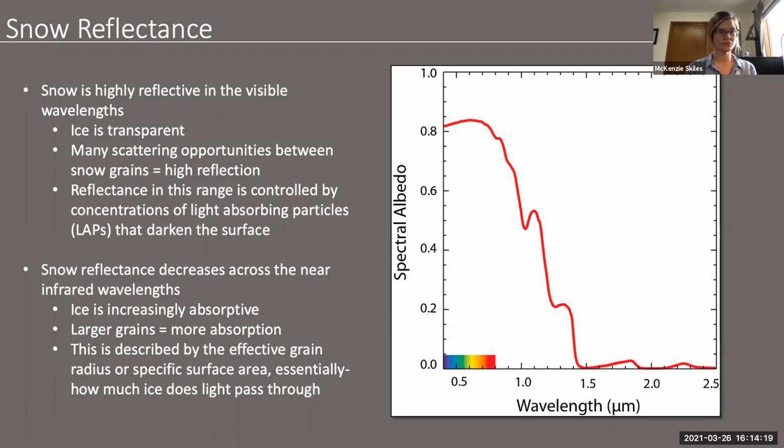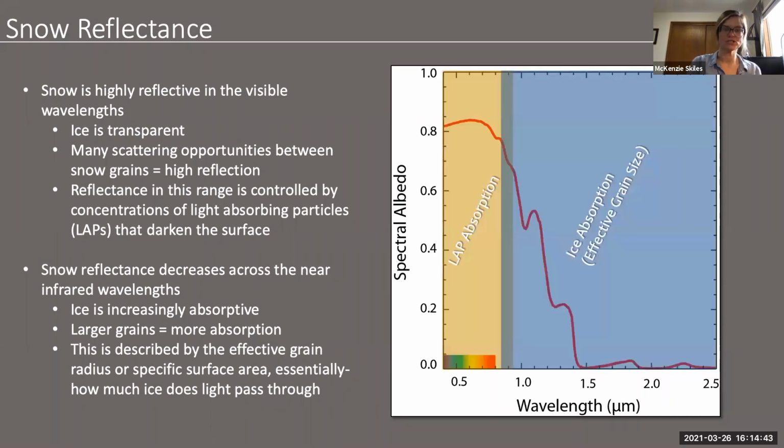We use a couple of different terms to describe this. One is the effective grain radius, which describes snow as spheres of a certain size. The other is the specific surface area, which describes how much of the area is taken up by ice. Essentially, both are describing how much ice the light is passing through. So if we break this apart into regions of what controls snow reflectance: in the visible wavelengths, it's snow darkening, or absorption by what we call light absorbing particles. Then out into the near infrared and shortwave infrared, it's ice absorption.